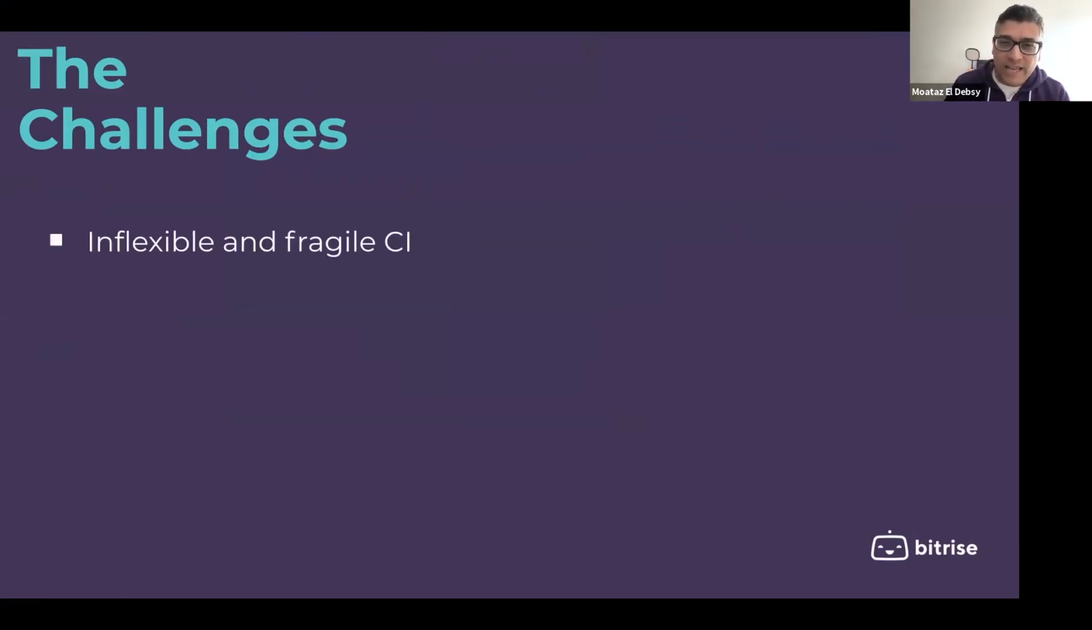So inflexible and fragile CI. If we have an unstable CI server, this is also consuming a lot of time from our side, because we are wasting time asking the DevOps engineers to fix the issues related to CI servers. Sometimes our build passes, sometimes it fails. We don't know the reasons and so on.